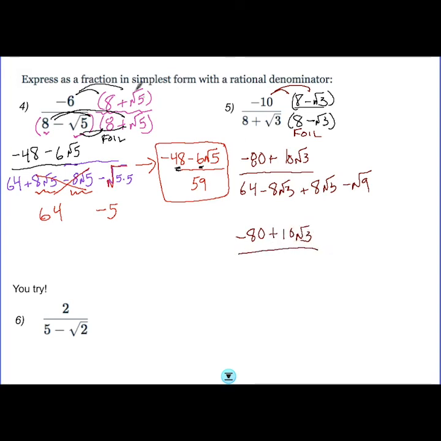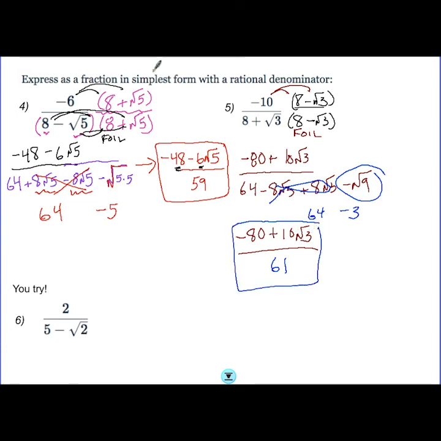And the bottom, I'll do it in blue here so you can see. So the bottom, these guys cross out, and this guy is going to be minus 3. 64 minus 3 is 61. Final.